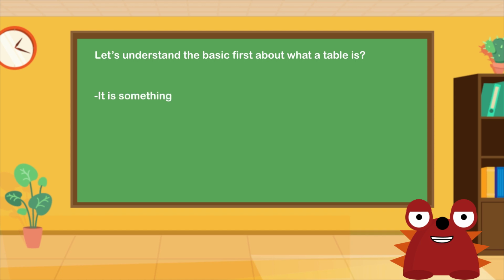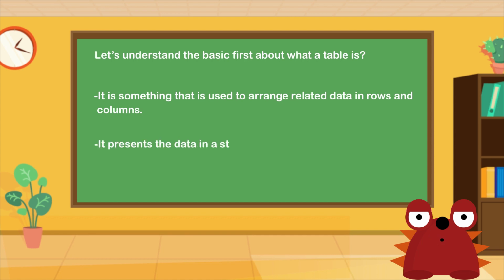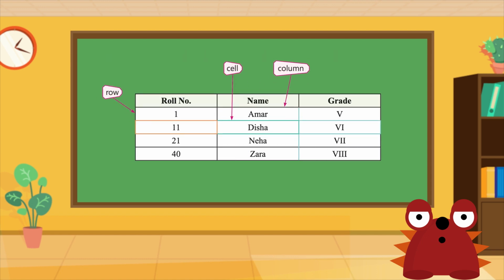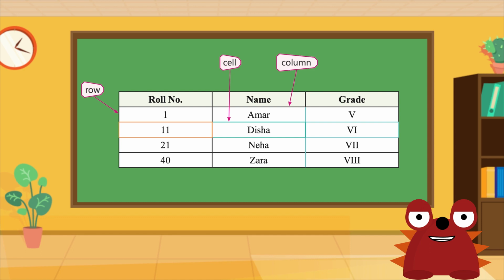It is something that is used to arrange related data in rows and columns. It presents the data in a structured way and helps to compare and analyze information. For example, a list of students with their details can be arranged in a table like this.